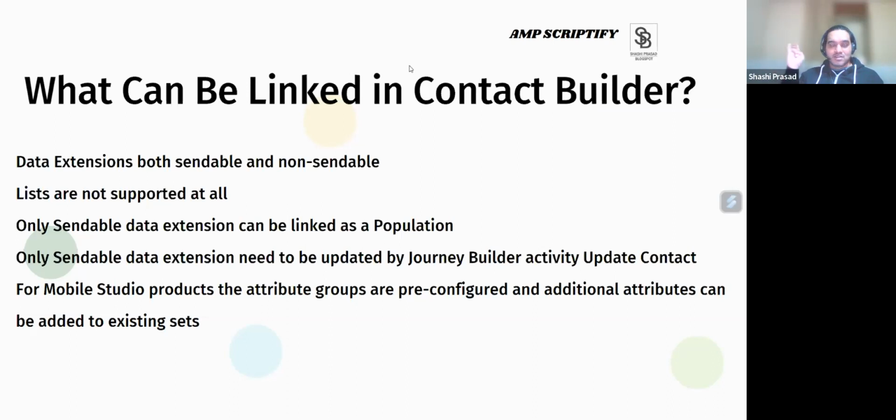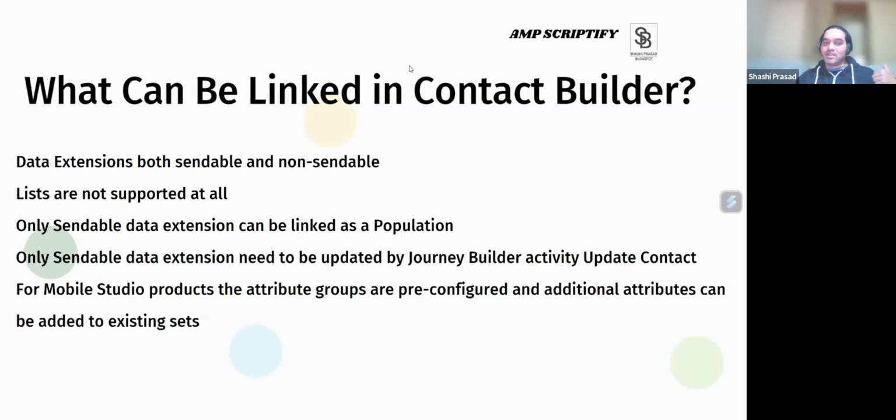The advantage of making it sendable is that during contact deletion, all the sendable data extensions that you have configured for a business unit will also be deleted when you're doing the data deletion. Okay. And in a journey, you can create your own custom tracking with the update contact activity. The data extension you can update should be a sendable data extension. You can't update a non-sendable data extension via an update activity in Journey Builder.